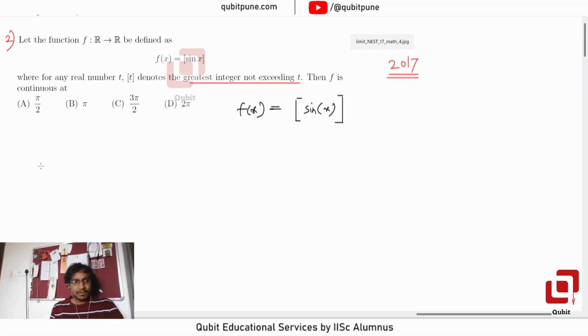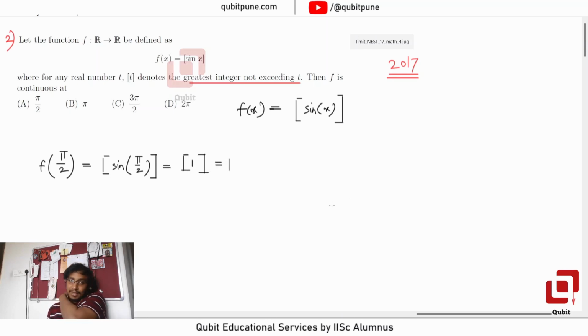First of all, let us calculate f of pi by 2. f of pi by 2 is box of sin pi by 2. Sin pi by 2 is 1, and box 1 is 1. Now suppose I go for the left hand limit as x tends to pi by 2 from left. Now I know that this is 0.